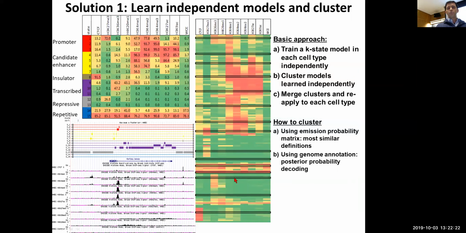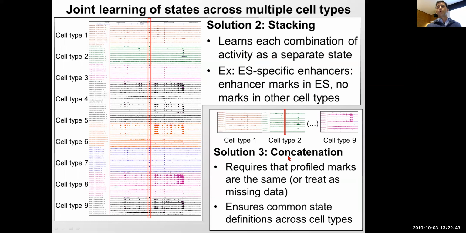And then you cluster them together and you ask, well, what are all of the states that I'm learning? Here you can see that, for example, this state here that has an emission of only CTCF is found pretty consistently across all of the cell types. And this one here is found maybe in a subset of cell types, and then there's subtle differences here and so on and so forth. Whereas the concatenation approach forces the model to learn a common set of states. And then you can basically ask, well, where are these states actually occurring in the different cell types?